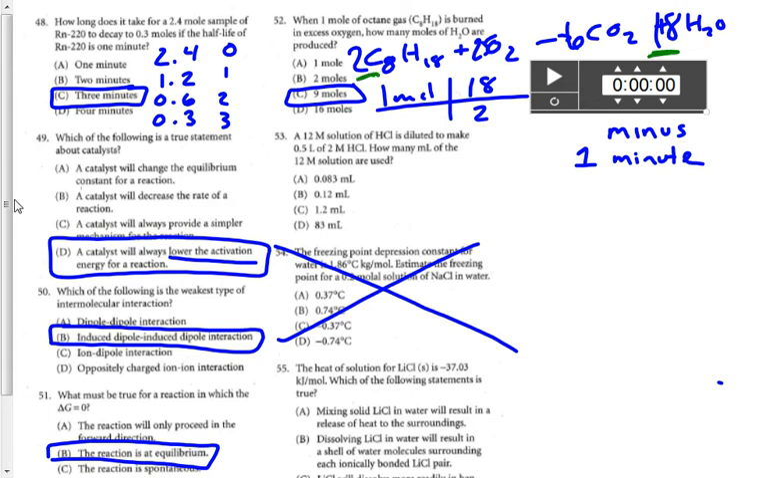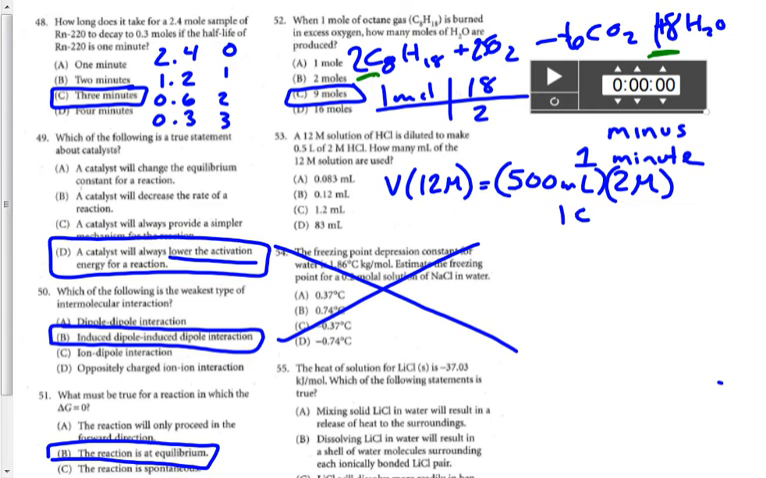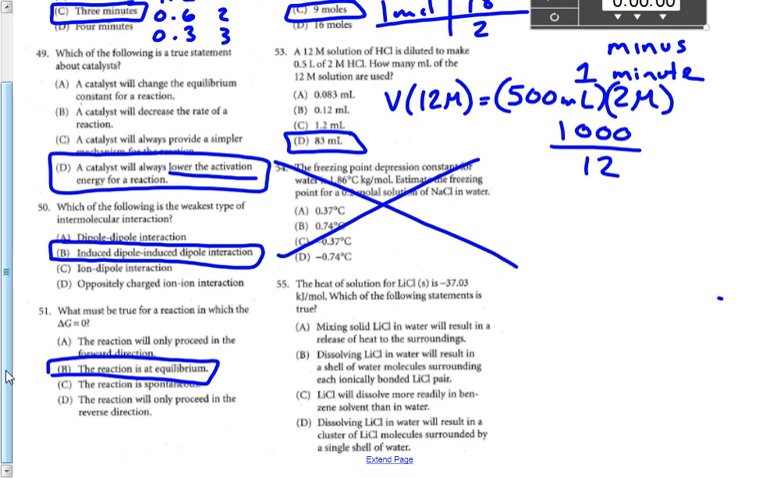53, the actual math problem that you would need, this is an M1V1 kind of thing. So if I have 12 molar, and I know what volume it is, and now I have 500 mL, and I want 2 molar, well, basically what you're doing is 1,000 over 12. Well, 1,000 over 10 is 100. So you have a little bit more of this, so the only logical answer would be 83, right? Because 1,000 over 10 would be 100. Last one, 55.